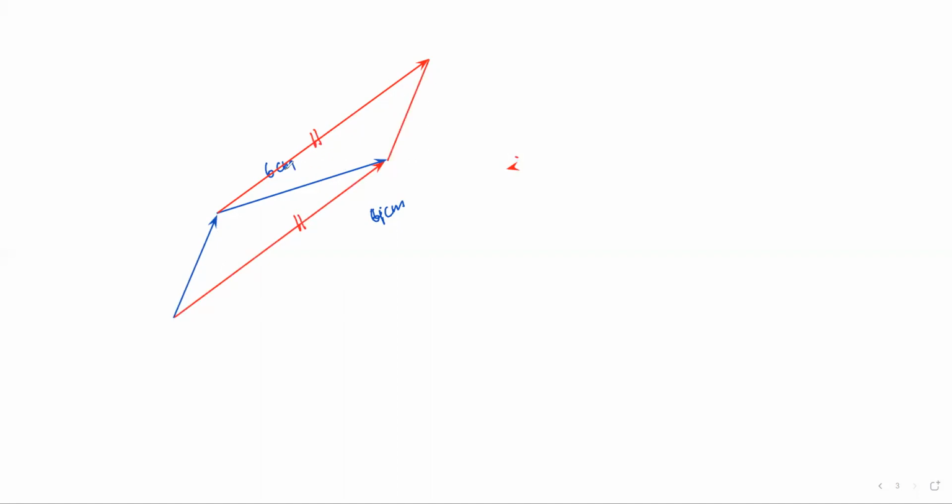So if this is 6 centimeters, this is 4 centimeters. You simply measure the length of this vector. Let's say one was 6 Newton, the other was 4 Newton. Let's say this is 9 centimeters, so this will be 9 Newton, and its direction is also specified. If you take the horizontal here and measure this angle, this will give you the angle measurement also.